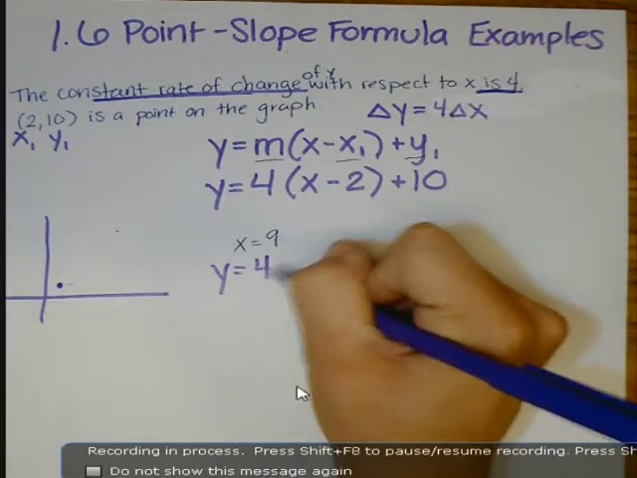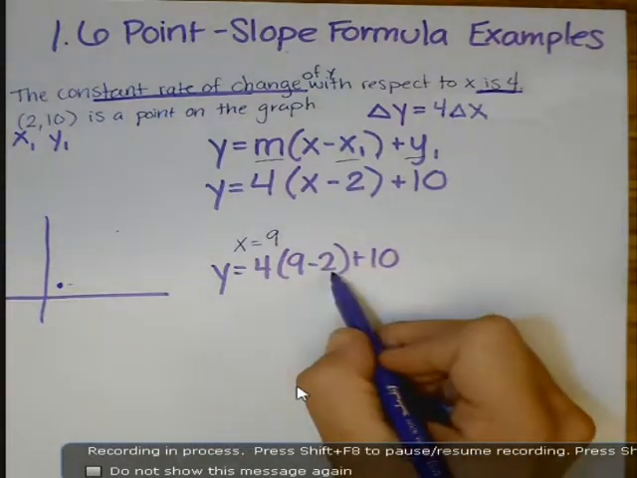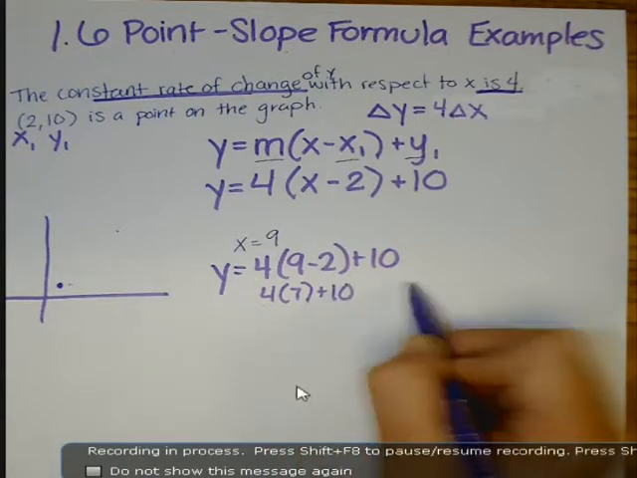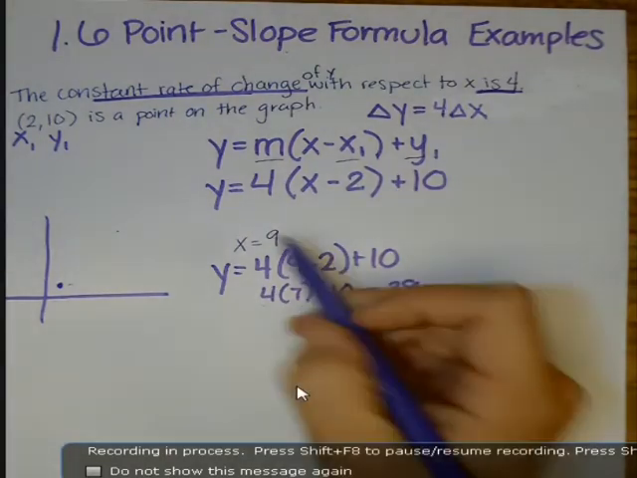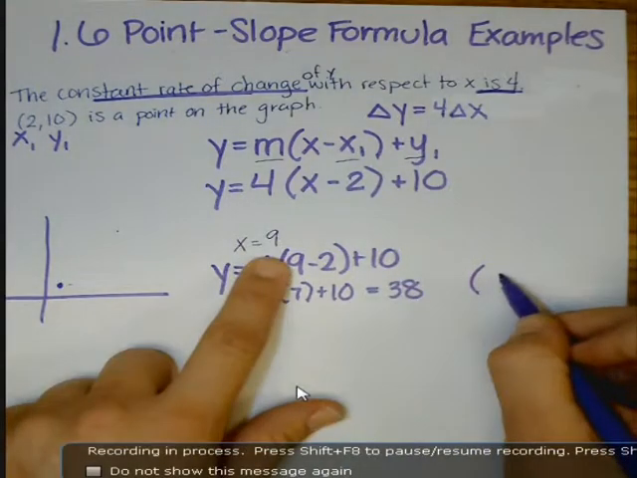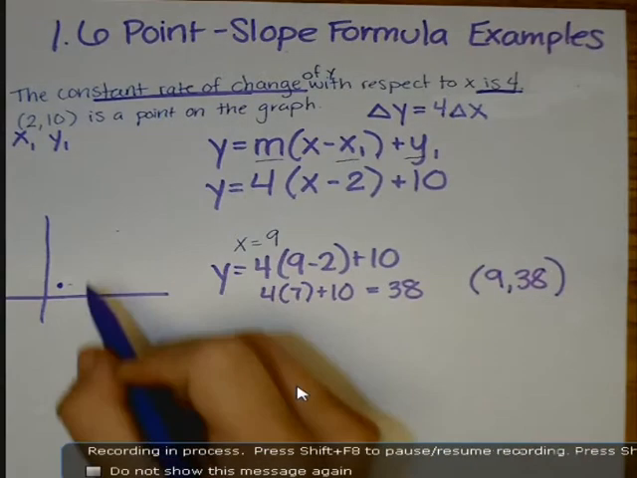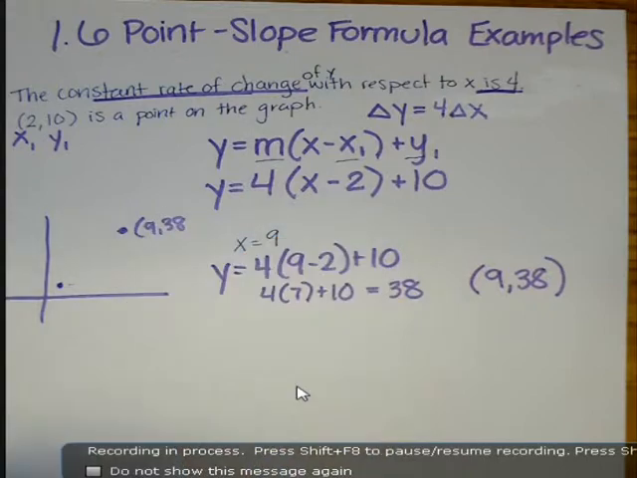y is equal to 4 times (9 minus 2) plus 10. 9 minus 2 is 7. 7 times 4 is 28. 28 plus 10 is 38. That means there exists a point on my graph where the x value is 9 and the y value is equal to 38. So graph that. Here's a point, (9, 38).